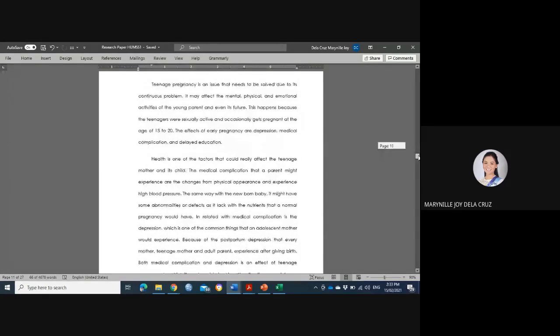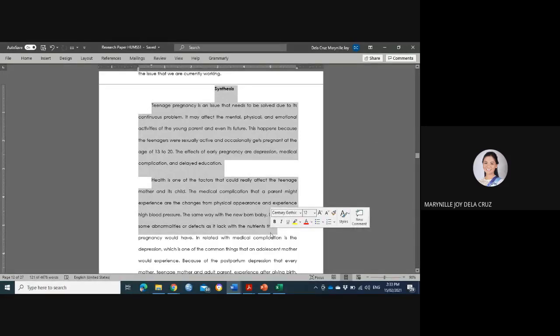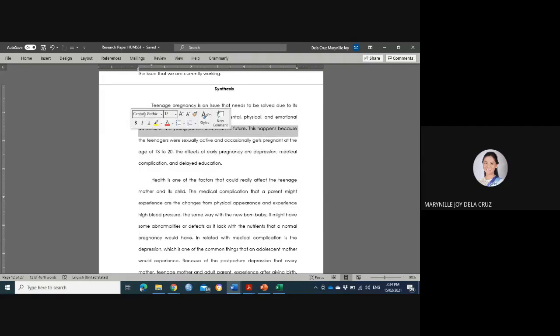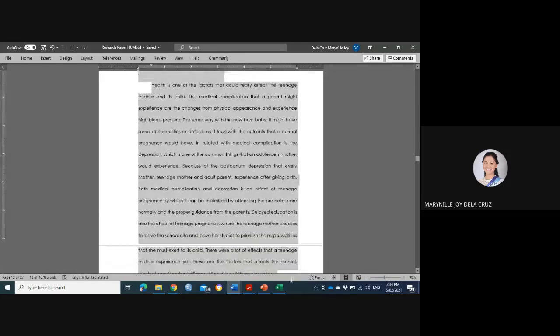So when you are talking about synthesis, you are going to summarize everything from the beginning of your literature review down to the last variable. So that is the synthesis, is what you call it. Summary of your first variable to the third variable.